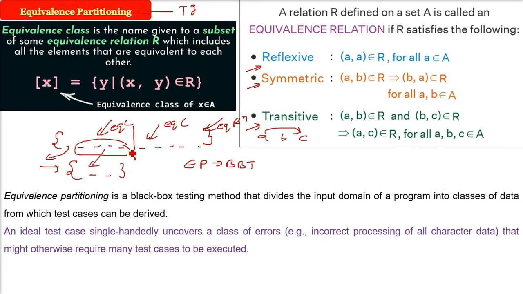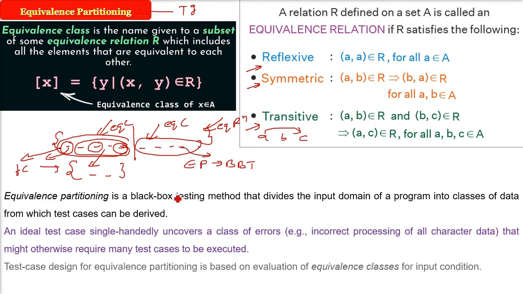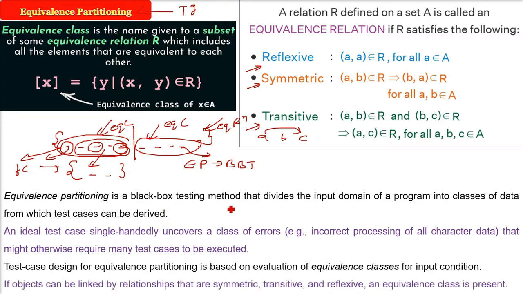For example, incorrect processing of all character data. So if you take any value in this equivalence class, you may not have to make many test cases. Only one element of the equivalence class can single-handedly uncover the whole class of the error. So it has come from equivalence classes, and I told you what an equivalence relation is, what equivalence classes are, and that an equivalence relation is reflexive, symmetric, and transitive.